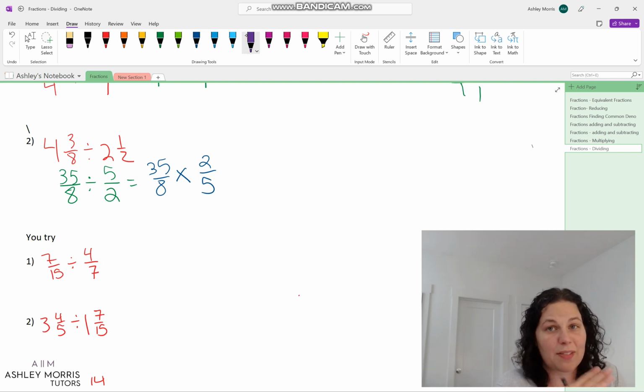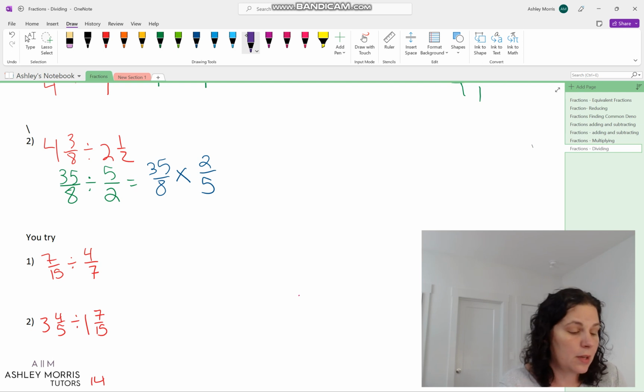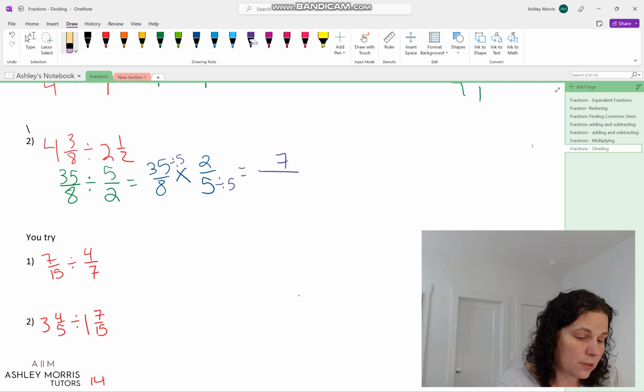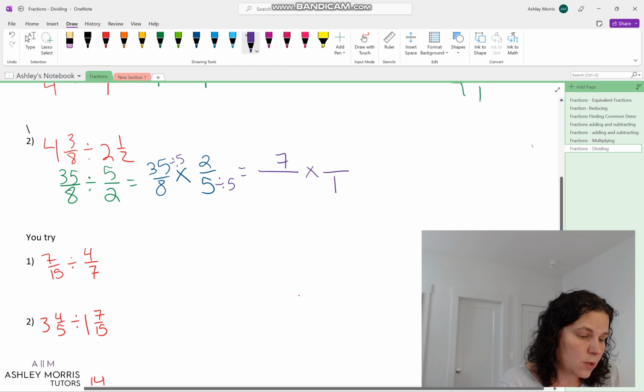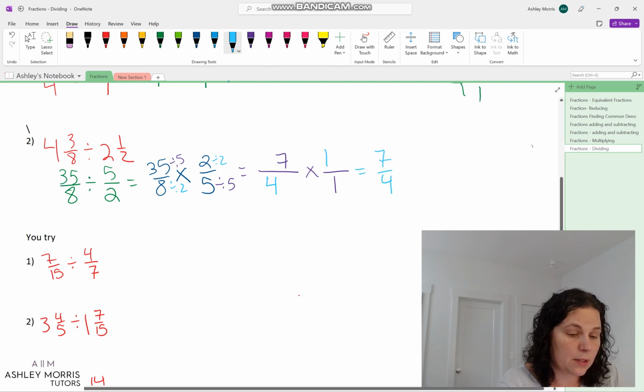Some people don't like doing that. They want to wait till the end. That's okay too. I like to go ahead and cross cancel so my numbers are not too big. Oh, I can do the 8 too. So 8 and 2 are both divisible by 2. Oh, this is nice. It makes my numbers a lot smaller. 7 over 4 when I'm done.